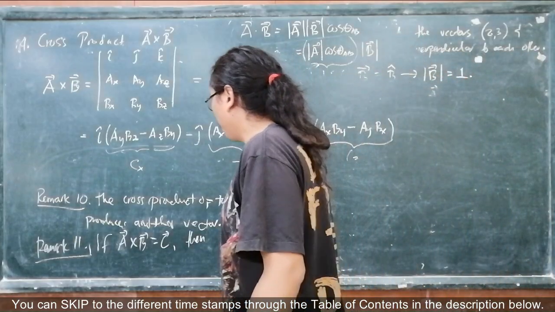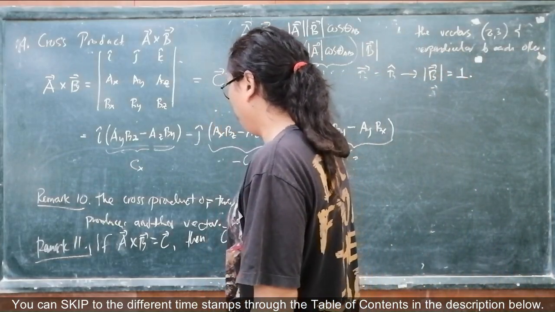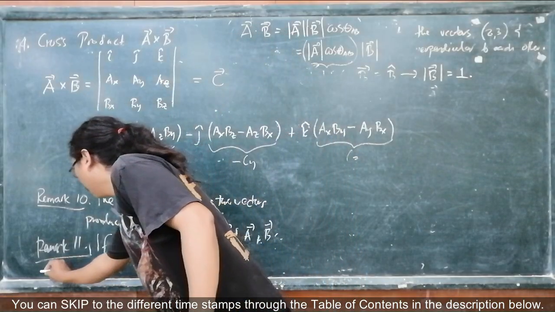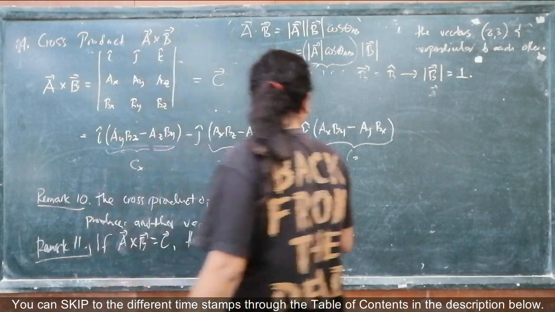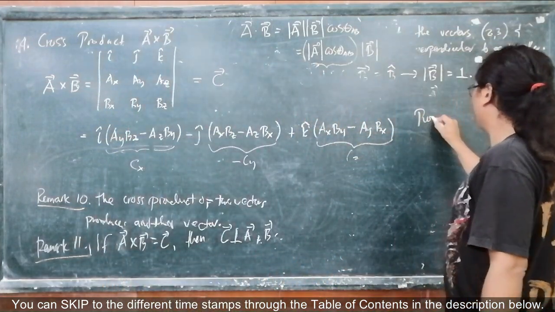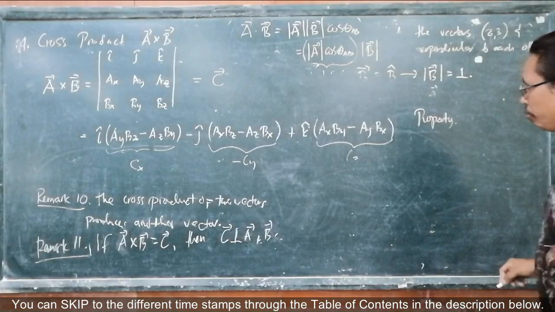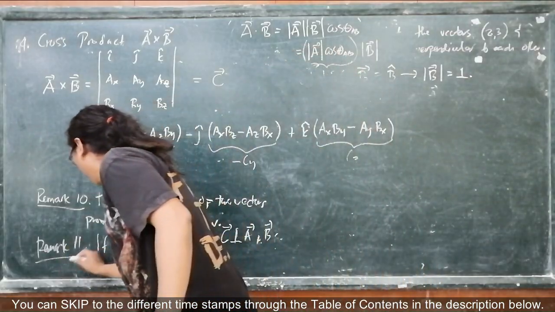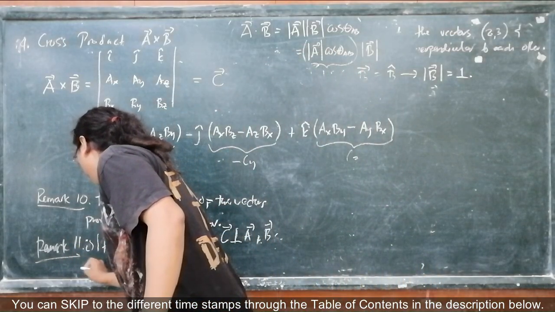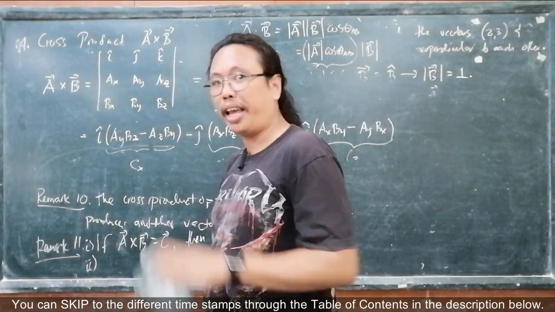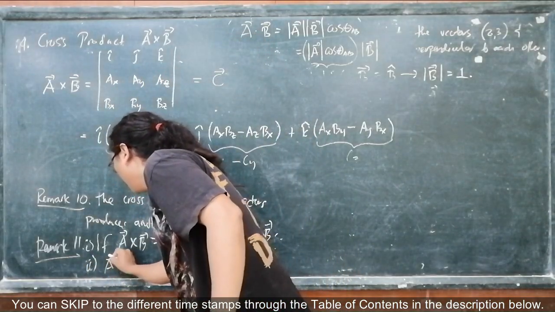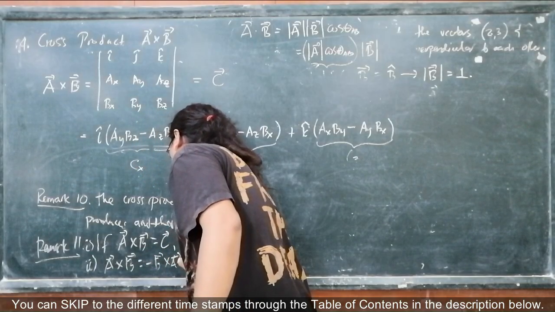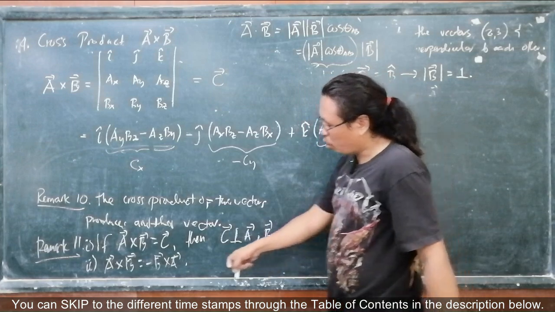Also, A cross B has this property. It's already a property of that. So let's call this property I, Remark 11 I and Remark 11 II: A cross B equals negative B cross A. Okay? So you can prove this one also.